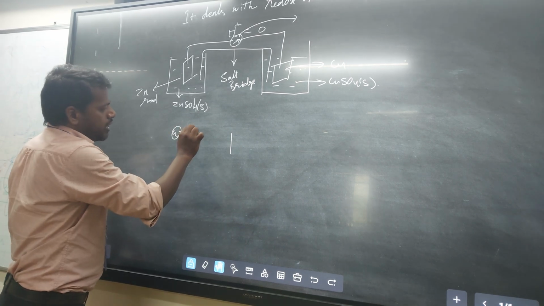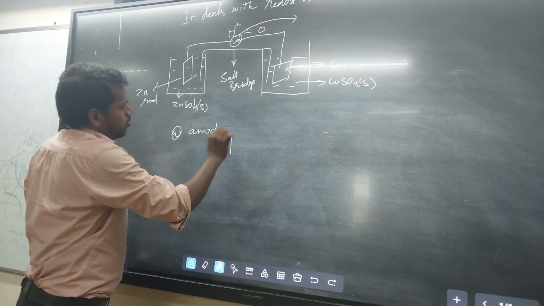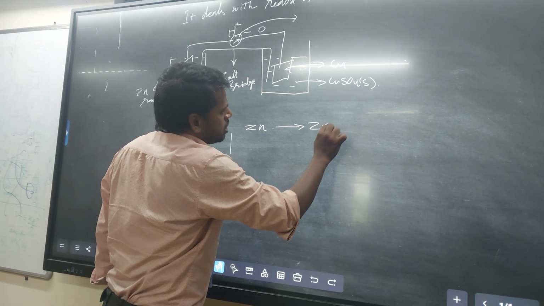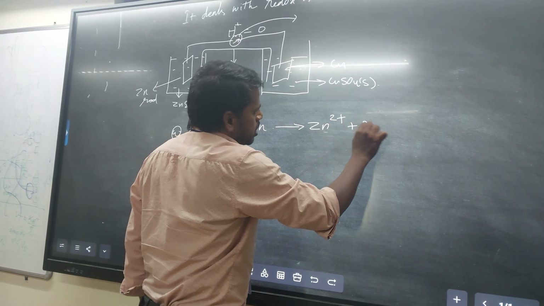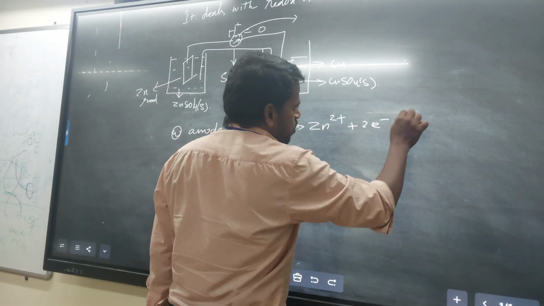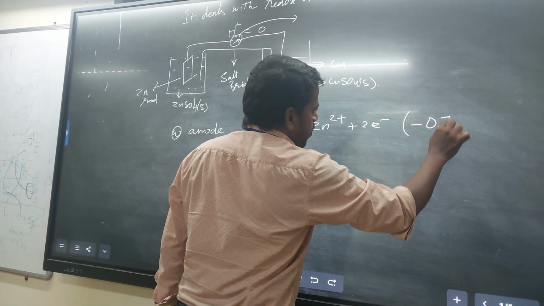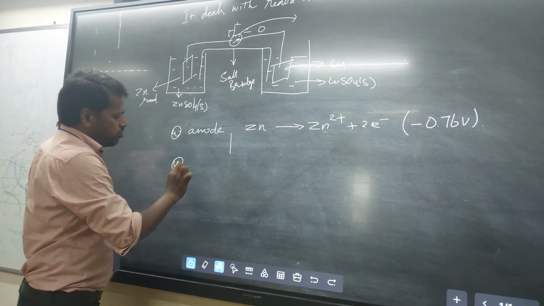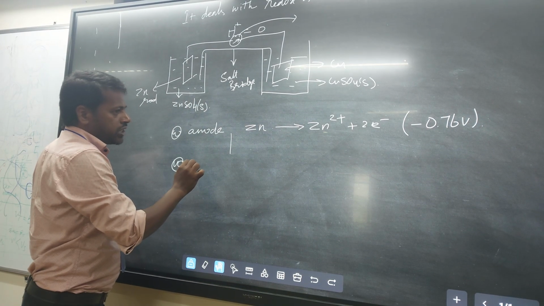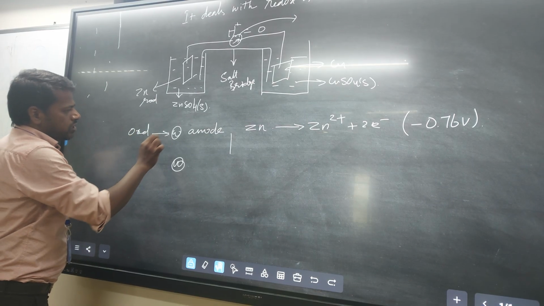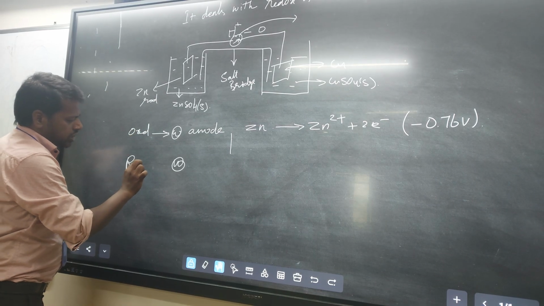Okay, at the anode, what happened? Zinc becomes zinc 2 plus plus 2 electrons, with a potential of minus 0.76 volt. At the cathode, what happened? There the reduction happens. This is the oxidation; here, reduction.